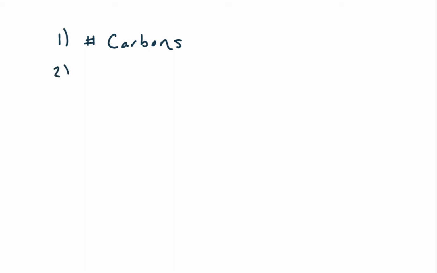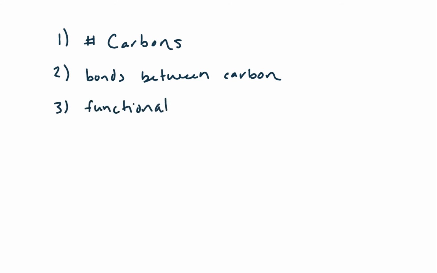The second thing you want to look at is bonds between the carbons. So if there is a single, a double, or a triple, that will affect its name. And the last thing you want to look for is to see if there are any functional groups. Now I'm going to break down each one of these a little bit more. So let's start with the number of carbons.